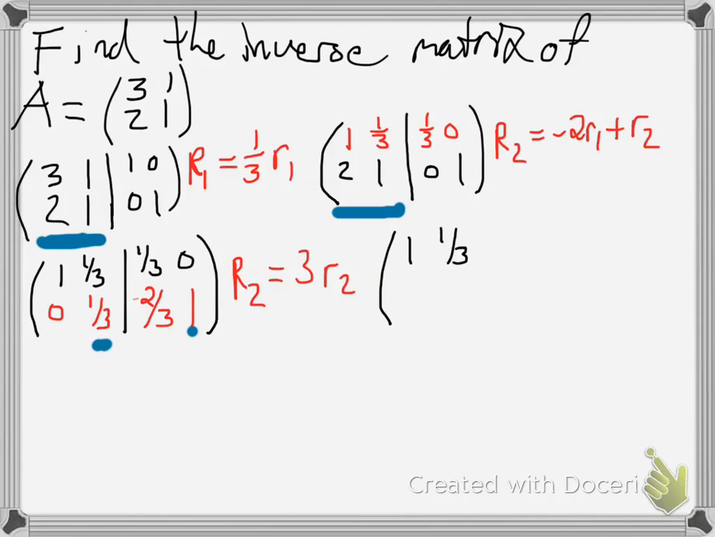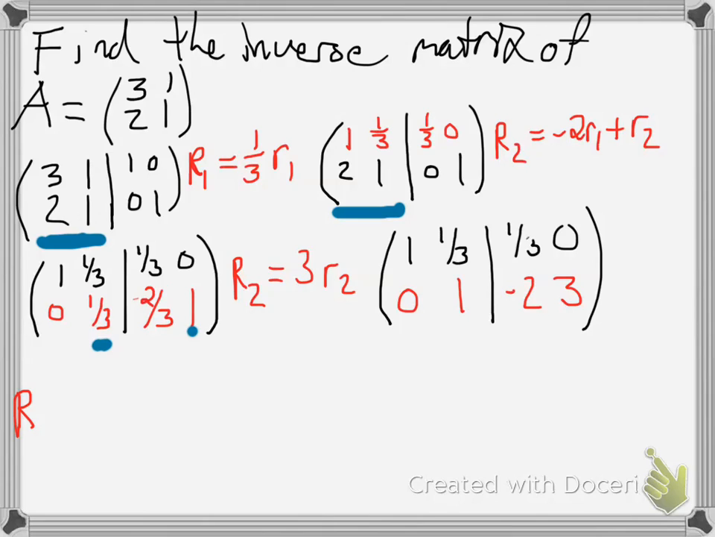So doing this, top row's unchanged, so I'm just going to go ahead and write it. The bottom row, I'll go ahead and write it, and then we'll talk about it. So 0 times 3 is 0. The 1/3 times 3 is 1. Negative 2/3 times 3 is negative 2. And the 1 times 3 is 3.